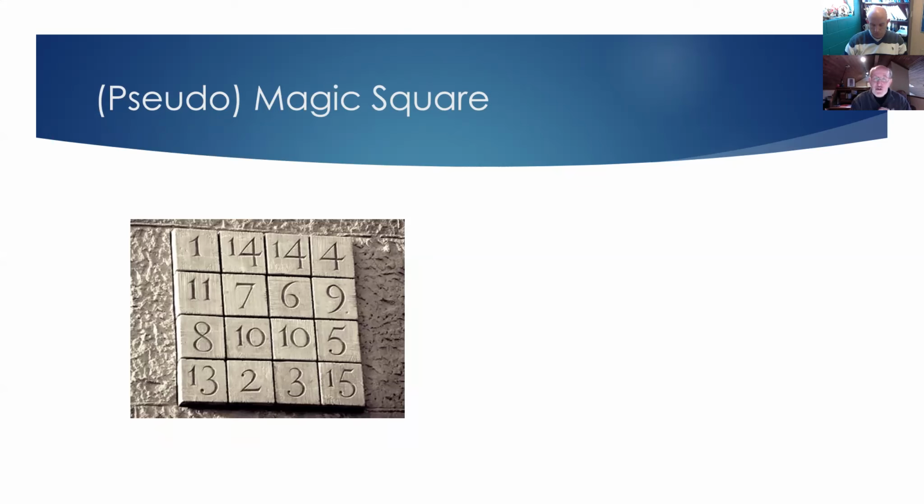But it's not a true magic square. You can't have a magic square that adds up to 33. Not possible. So what the architect did is replace the 12 and the 16 with a second 10 and a second 4. And now every row, every column, and every diagonal will add up to 33.